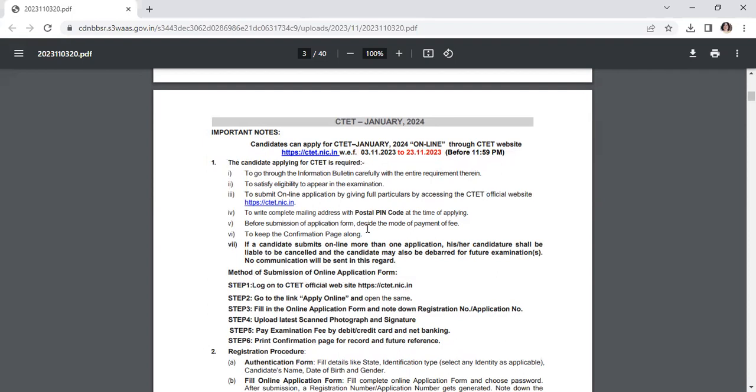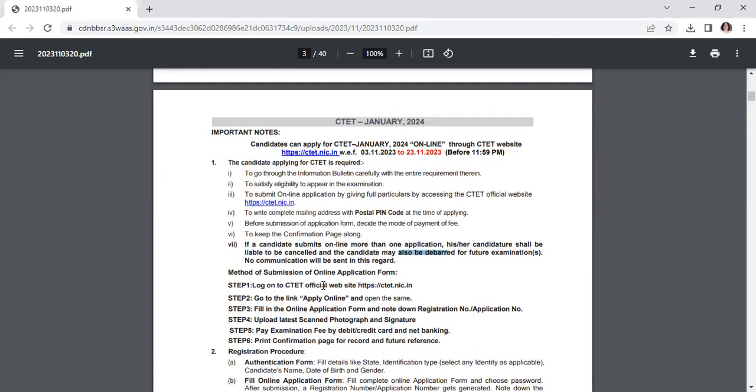Before submission of the application form, decide the mode of payment of fees. To keep the confirmation page along. If a candidate submits online more than one application, his or her candidature shall be liable to be cancelled and the candidate may also be debarred from future examinations. No communication will be sent in this regard. Remember, teacher, you are not going to resubmit the application again and again. So carefully fill all the details given by the CBSE. Okay, and just submit after checking that form once only.